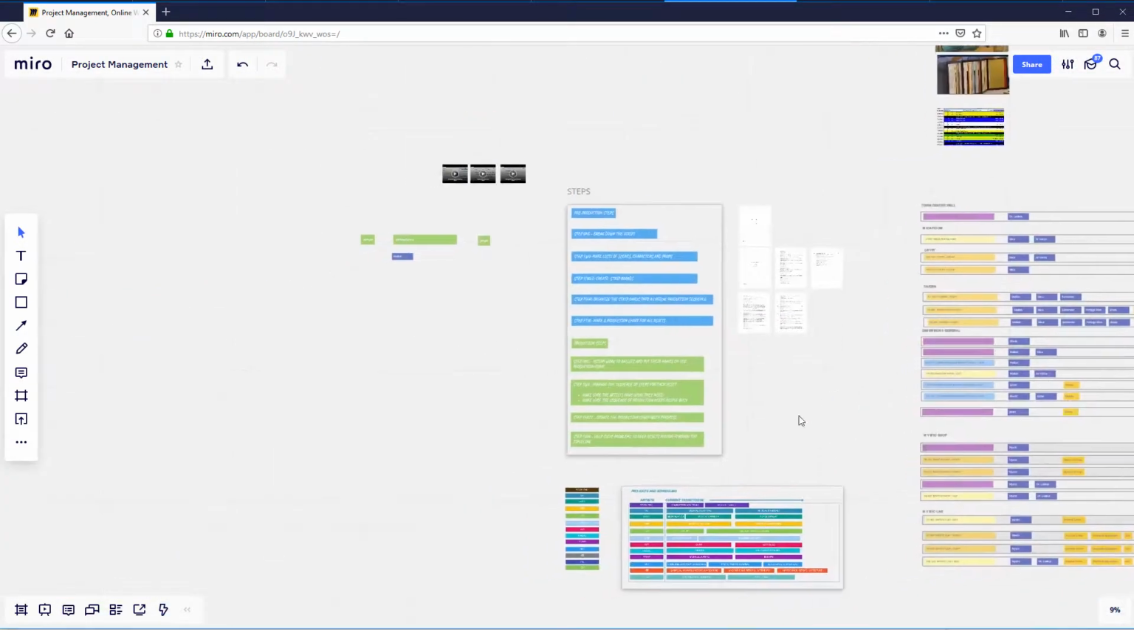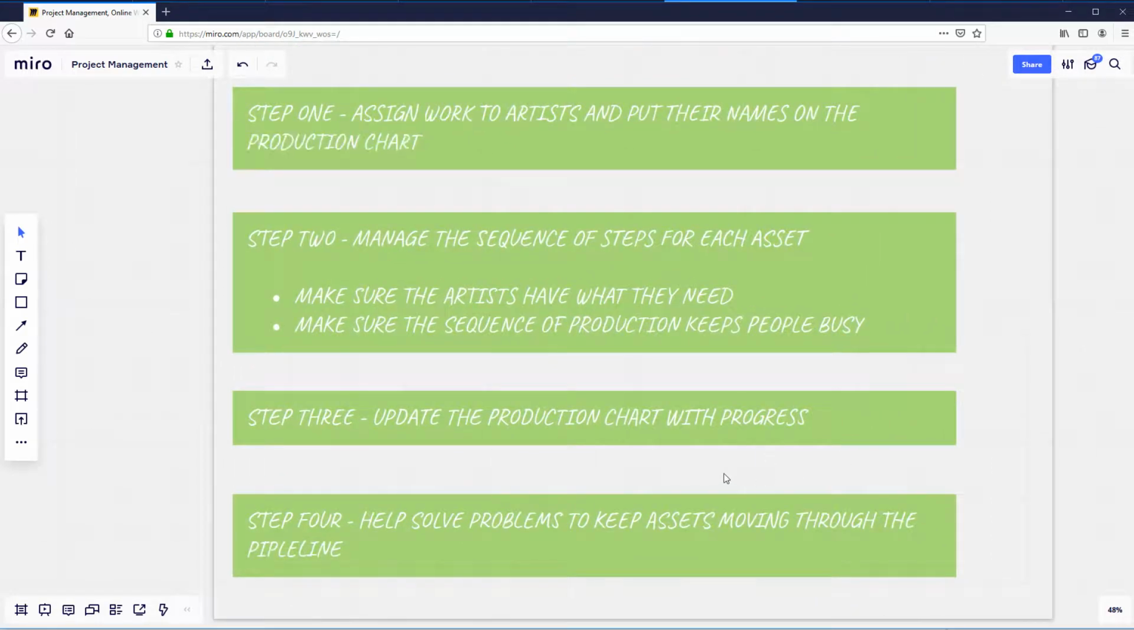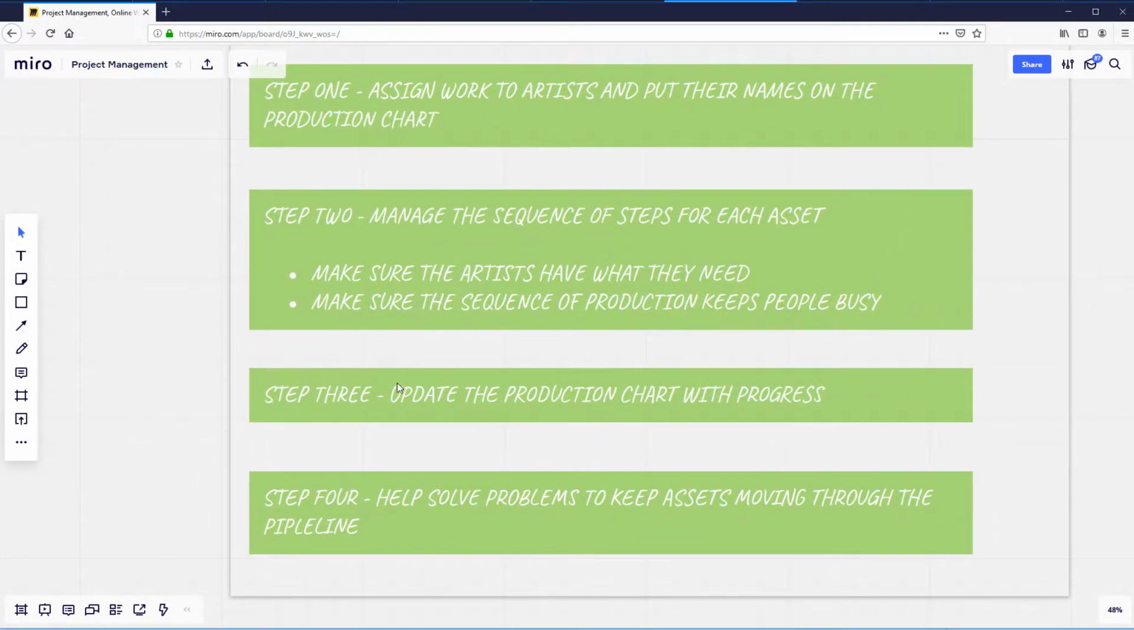So this just takes paying attention every day and thinking about everything that's happening, right? And making choices about what kind of work to assign, or what kind of training to get them working on. Okay, so then step 3, update the production chart with progress.